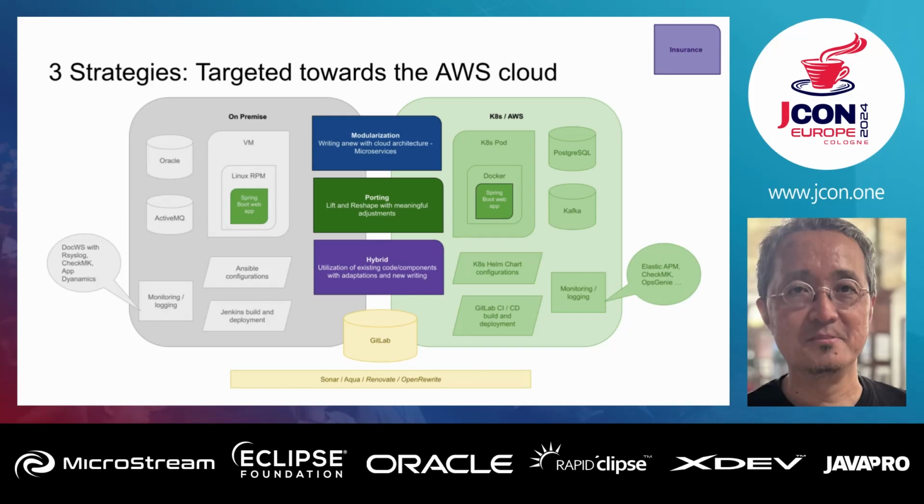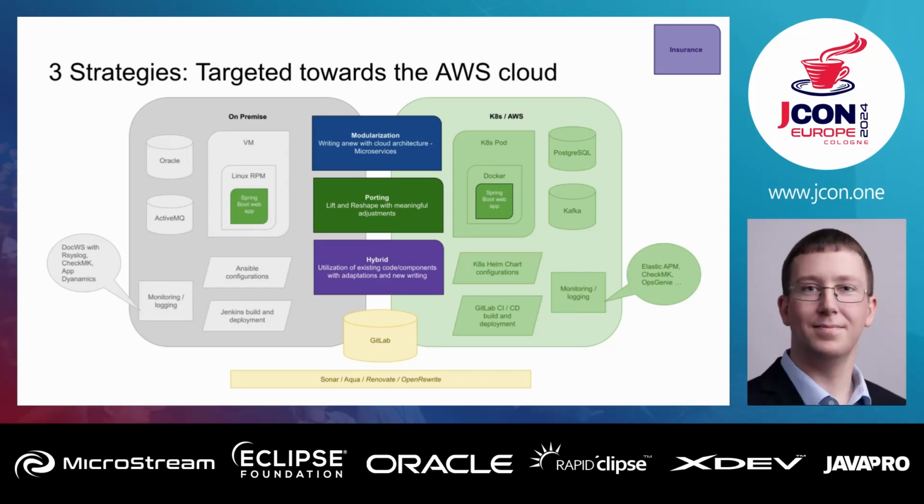And in the middle, we have GitLab, Sonar and Aquasec for security. We also integrate Renovate, and OpenRewrite, hopefully next time. On the right side, we have the internal developer platform. It consists of Kubernetes, AWS, Docker, and PostgreSQL, of course, based on the Aurora database. And we have Kafka and Helm charts. For monitoring, we use Elastic APM, still CheckMK, and Opsgenie for the whole monitoring for operations, right? And instead of the Jenkins build pipeline, we use GitLab CI/CD at the end.